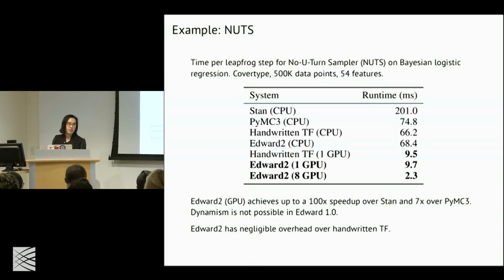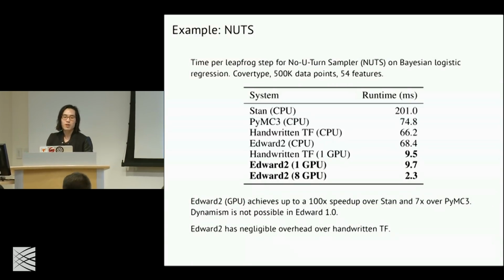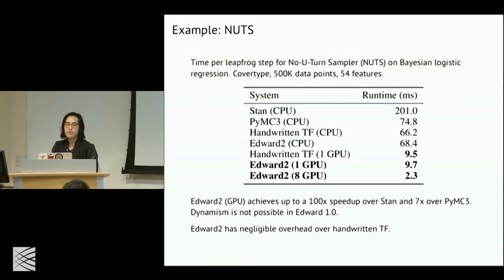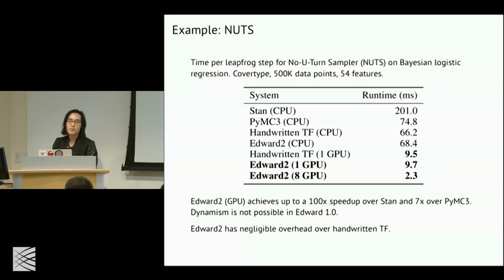Using Edward 2, really just building on top of the hardware that a lot of people have worked on, we've been able to utilize up to 8 GPUs and shown that these things, for large data sets at least, really do matter. One of the numbers that we got, without really tuning that many hyperparameters, was a 100x speedup over, say, Stan, and more than 7x, 25 for PyMC3. This wasn't really possible in Edward 1 because this algorithm required a lot of dynamism that was unintuitive to express.